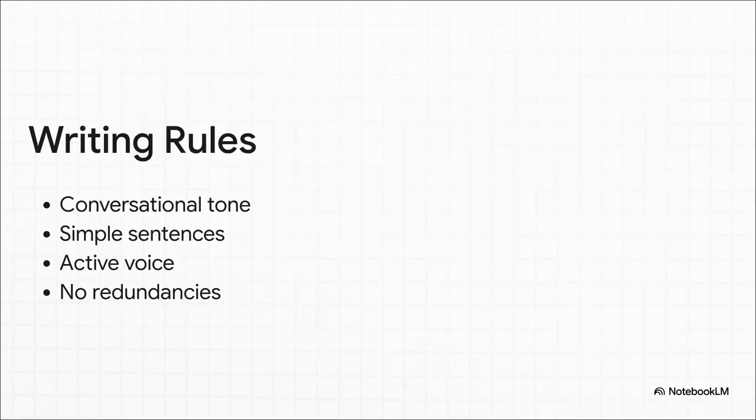To nail that punchy style, just follow these core rules. First, use a conversational tone. Write exactly like you're explaining this book to a friend over coffee. Second, keep your sentences simple. Third, always use the active voice. That keeps the energy moving forward. And finally, cut the fluff and avoid redundancies. If you stick to this philosophy, your written review is going to hold your reader's attention from start to finish.